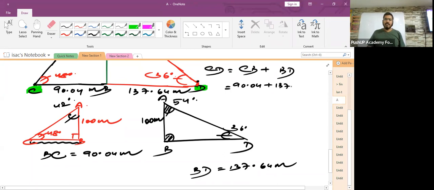90.04, 137.64. Add both of them and you get the answer. How much it is? 227.68 meters. Any doubt, children?